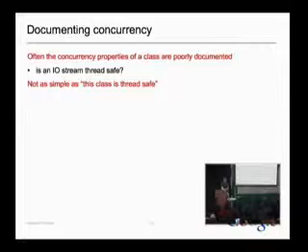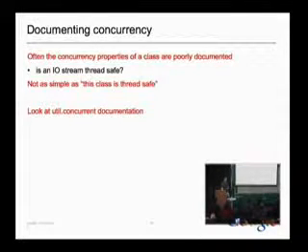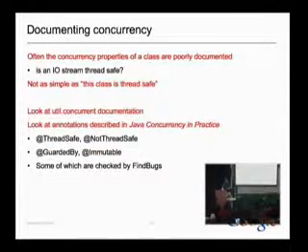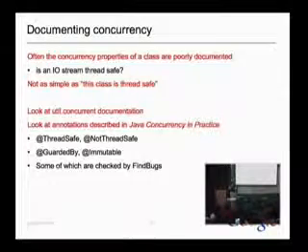I'm sorry to be rushing through all this. I know I've kind of upped the velocity a lot. Look at the util.concurrent documentation. The util.concurrent documentation is actually really nice. There are annotations described in a book called Java Concurrency in Practice. I recommend this book. I'm going to give you, in a slide or two, information on how to get it.